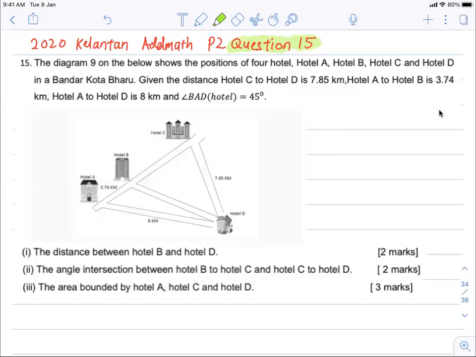So in this question, a diagram is provided and they already label the length of the thing inside the diagram. So we don't need to write down from the question, but there's one information that is not written down in the diagram, which is angle BAD is equal to 45 degrees. So we need to add this. Angle BAD is this one, is 45 degrees.